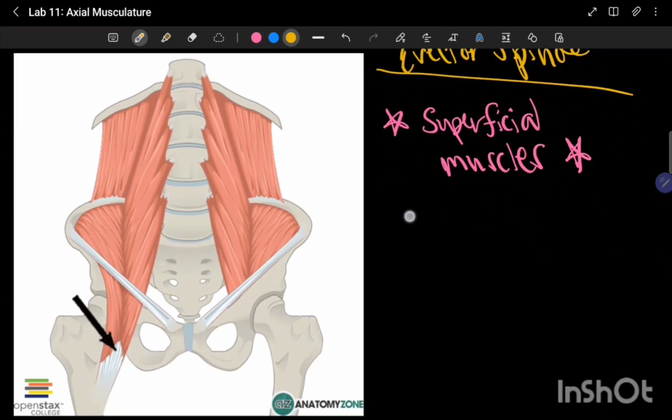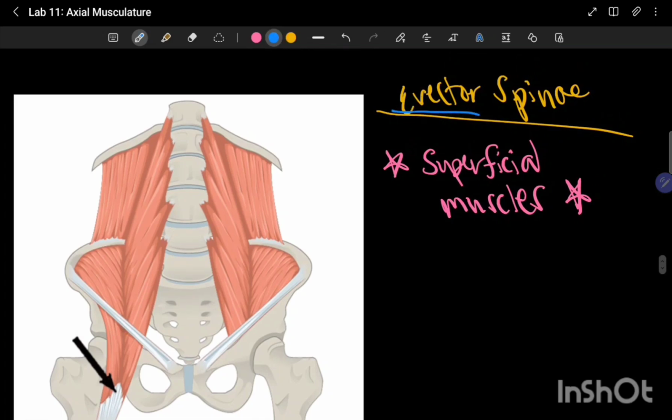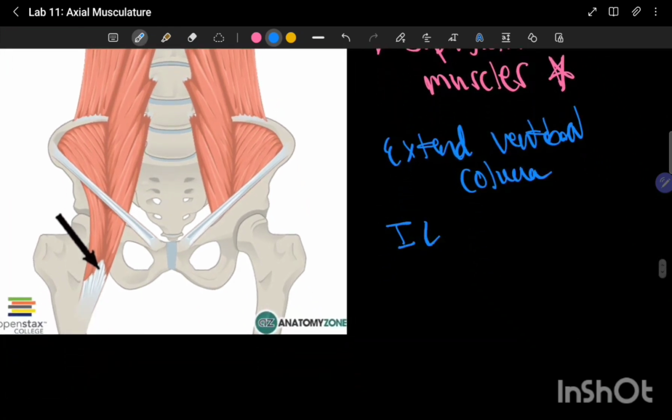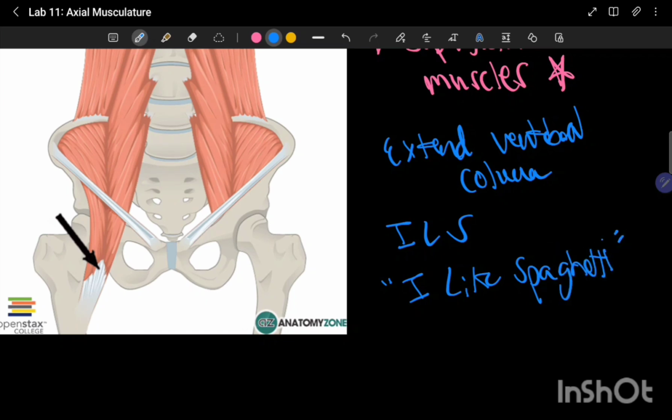For the erector spinae muscles, from the name, we know this is going to help erect our spine, or in other terms, extend our vertebral column. And there are three of them. I believe Dr. Yard uses "I like spaghetti" to remember them, and that's what stuck with me, so we're going to use it here. I like spaghetti refers to iliocostalis, longissimus, and then spinalis.